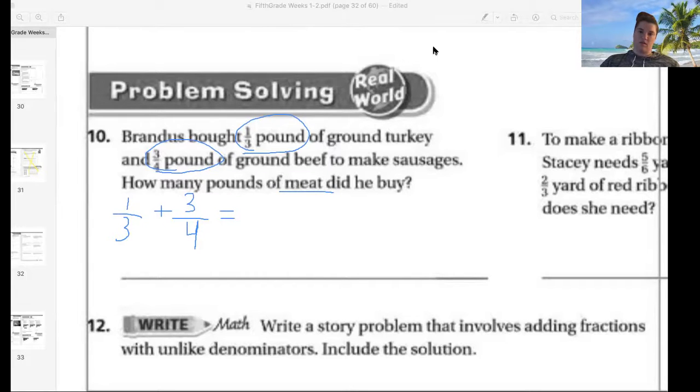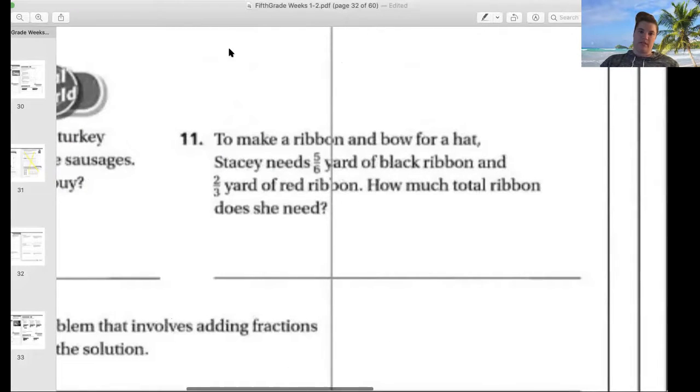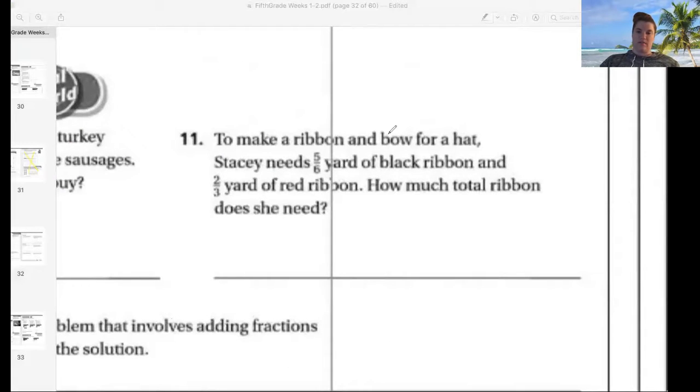And then we are going to slide over to this one, and let's read it. It says, to make ribbon and a bow for a hat, Stacy needs 5/6 of a yard of black ribbon and 2/3 of a yard of red ribbon. How much total ribbon does she need? So for this one, we would be doing 5/6 plus 2/3, and this word right here helped me know it was addition, plus, that's what we've been practicing on this page. I will do this one with you.